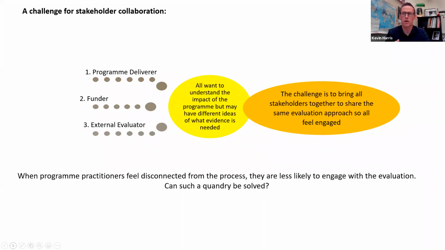They've tendered for the evaluation, they're academics or they're consultancies, and they all come in with different perspectives around, yes, we want to understand the impact of the program, but maybe we have different ideas of what evidence is needed, and that reflects different research paradigms, different research perspectives, what we're trying to legitimize within the work that we do, because a lot of the time we're having to showcase that sport or physical activity can and does have an influence. So there is a big challenge there to try and bring stakeholders together to share the same evaluation approach.